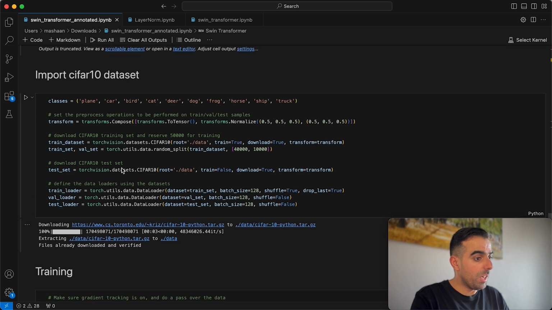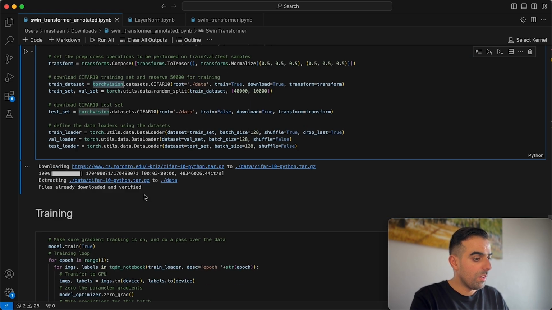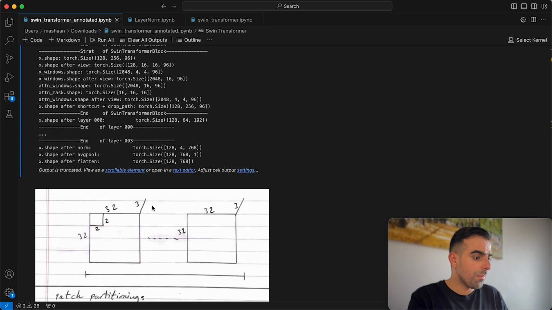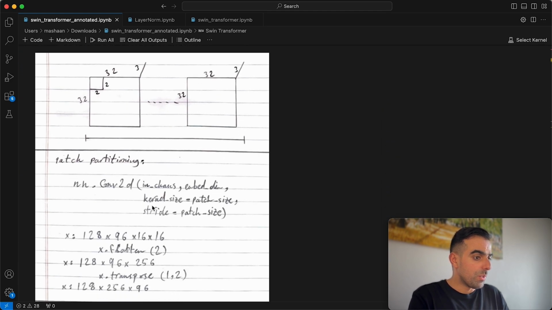I'm initializing the model, and I'm downloading the CIFAR-10 dataset using torchvision. And I'm running a single batch through the Swin Transformer just to see how the multidimensional array will change. So starting with a batch of size 128, we have 128 images. Each image is 32 by 32 by 3, where 3 is the RGB channels. The patch size we set to 2 by 2, 2 pixels by 2 pixels.